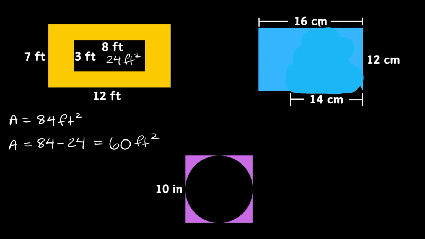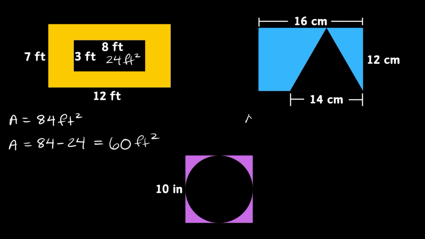So the area of the rectangle would be 16 centimeters times 12 centimeters. So that would be equal to 192 centimeters squared, right? So the total thing, the total area is equal to 192 centimeters squared, right? But we obviously don't have the total area. We have to subtract out this missing shape or space right here, which is a triangle.